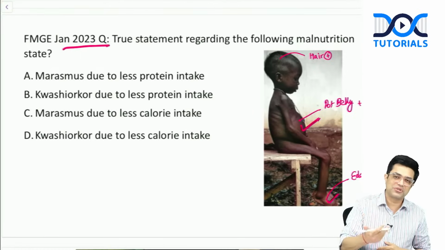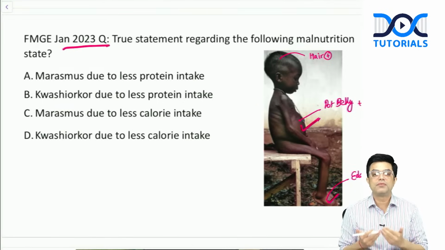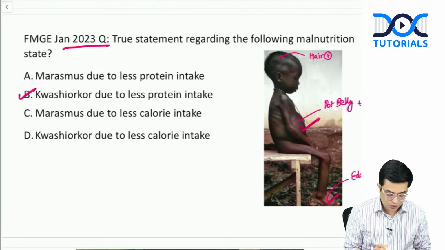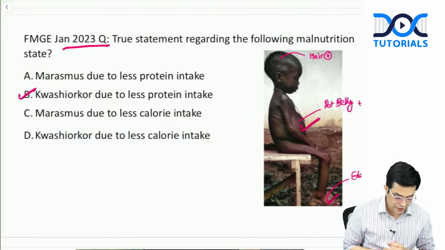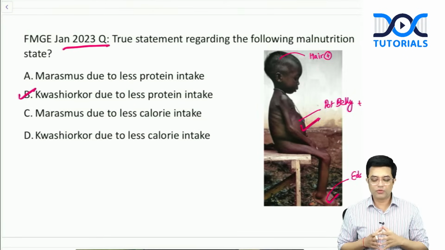And Kwashiorkor is associated with which deficiency? It is associated with severe protein deficiency. So the answer to this question is B, Kwashiorkor due to less protein intake. Most of you have answered it correctly. Absolutely right. Let us do a quick revision.